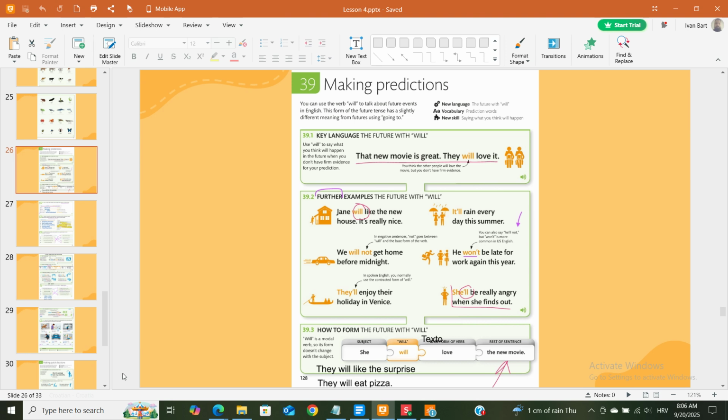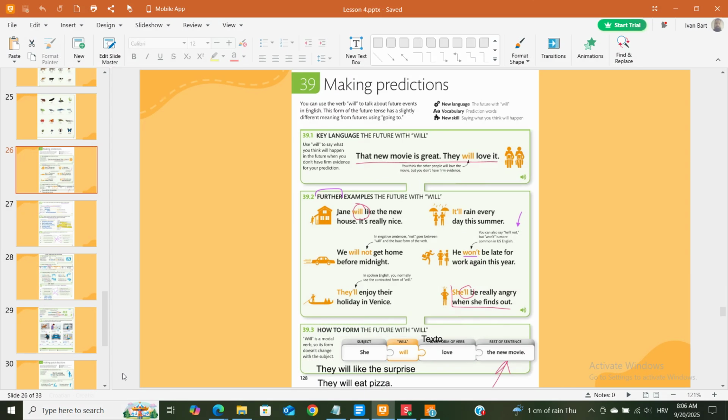39.2 Further examples. The future with will. Jane will like the new house. It's really nice. In negative sentences, not goes between will and the base form of the verb. We will not get home before midnight. In spoken English, you normally use the contracted form of will.